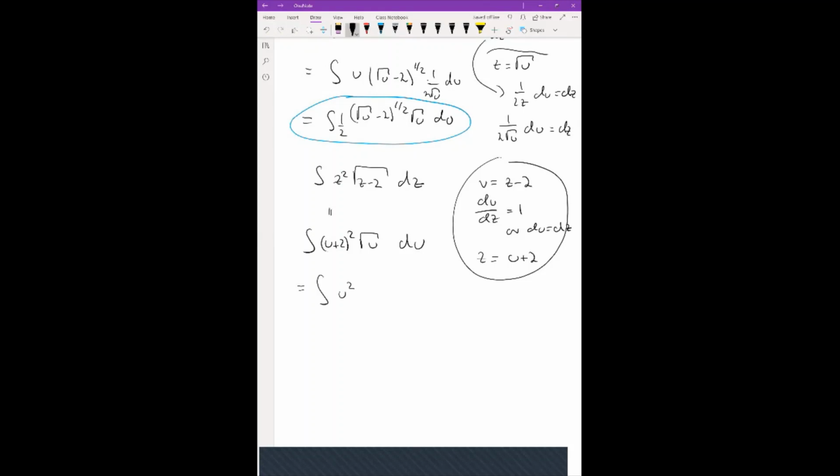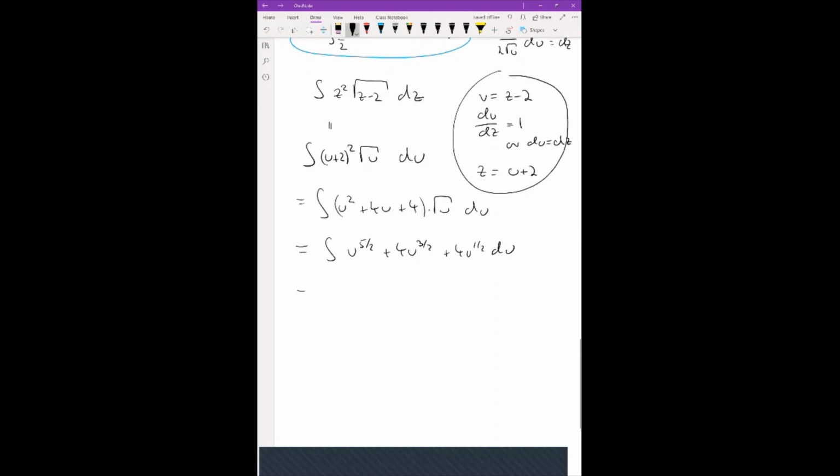It's the antiderivative of u squared plus 4u plus 4 times the square root of u du, which is the same as the integral of u to the 5/2 plus 4u to the 3/2 plus 4u to the 1/2 du, which is u to the 7/2 times 2/7, u to the 5/2 times 2/5, plus 4u to the 3/2 times 2/3, plus a constant.